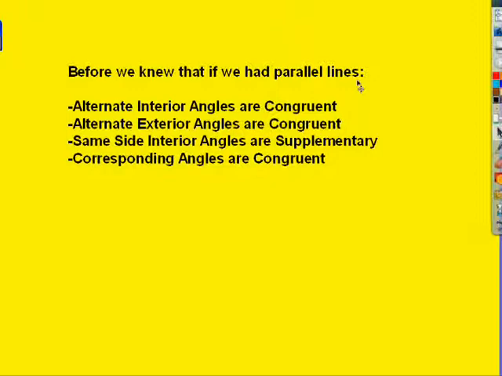So if I had parallel lines, I knew that alternate interior angles were congruent, alternate exterior angles were congruent, same side interior angles were supplementary, and corresponding angles were congruent. Those four things I knew if I was given parallel lines. Now today we're going to be talking about the reverse.